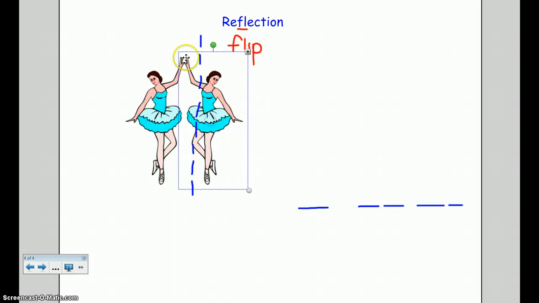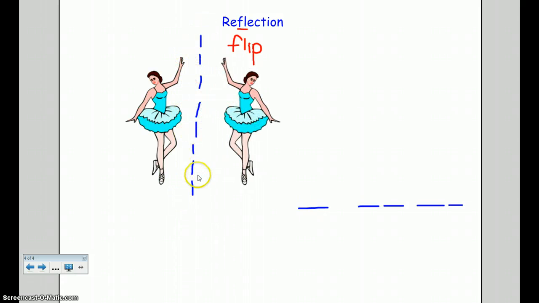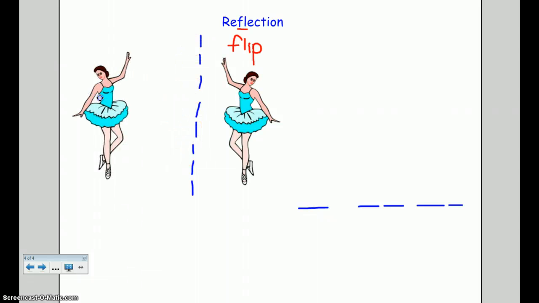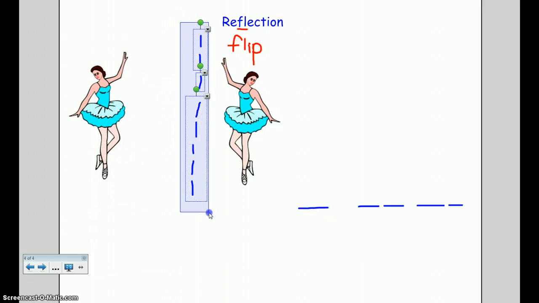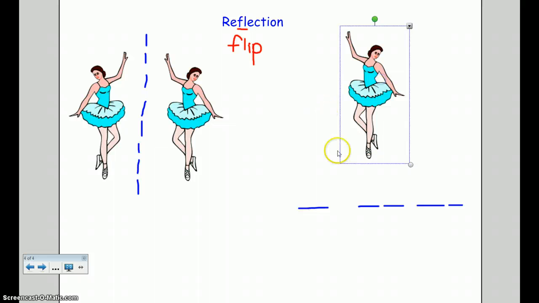So see how if I line them up right here, there's a line of symmetry. So a flip is essentially creating a line of symmetry. In this case, it's that vertical line of symmetry that's going to serve as how we flipped the ballerina. But I don't have to have a vertical line of symmetry. I could have a horizontal line of symmetry.